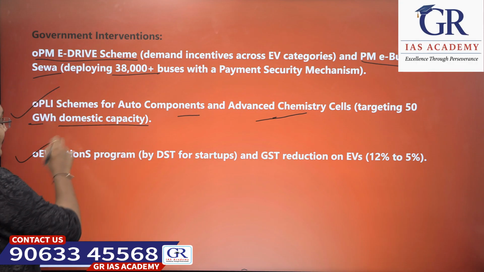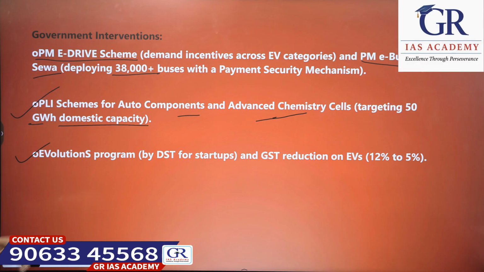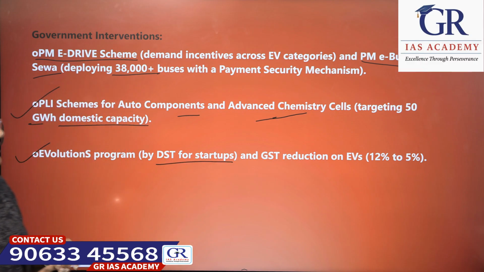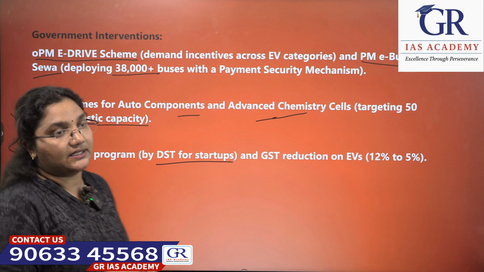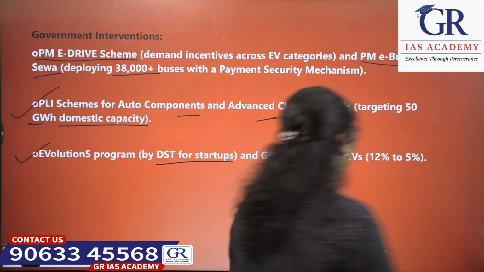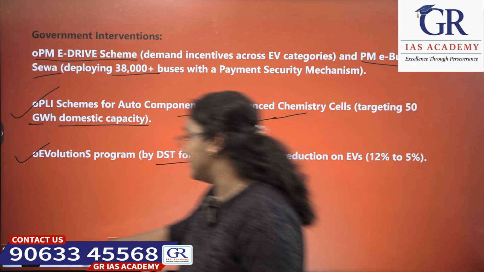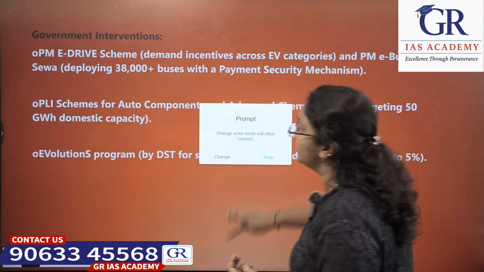Next, the EVolutions program by DST for startups, and GST reduction on electric vehicles of up to 12 to 15%. These are a few government interventions and policies which have come up for electric vehicle adoption.